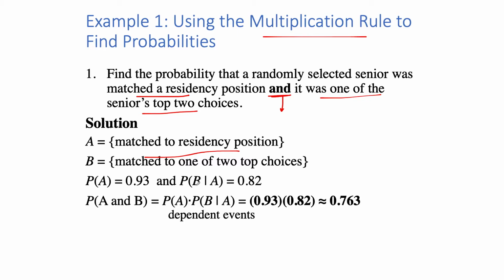Of all the people who got matched into a residency position, 82% of them get matched into one of their top two choices. So the probability that you're matched into a residency position and it was one of your top two choices is the probability of A and B, which is the probability of A times the probability of B given A. The probability of A here is 0.93. We already calculated that. The probability of B given A is 0.82. So the probability of A and B is 0.93 times 0.82, or 0.763. Okay, so a direct application of the multiplication rule.